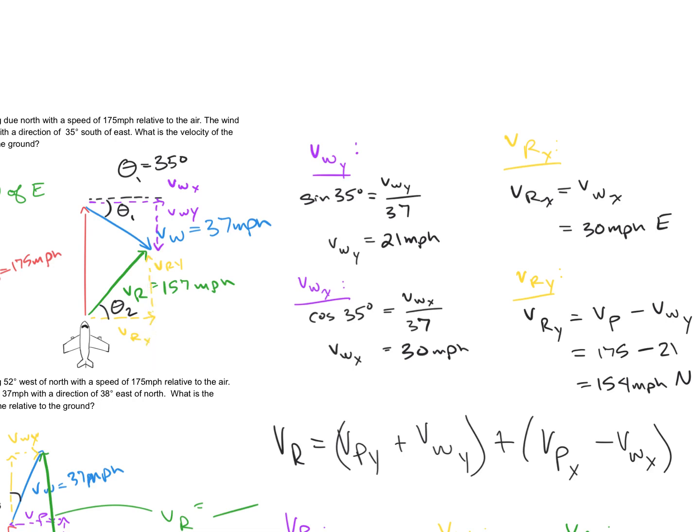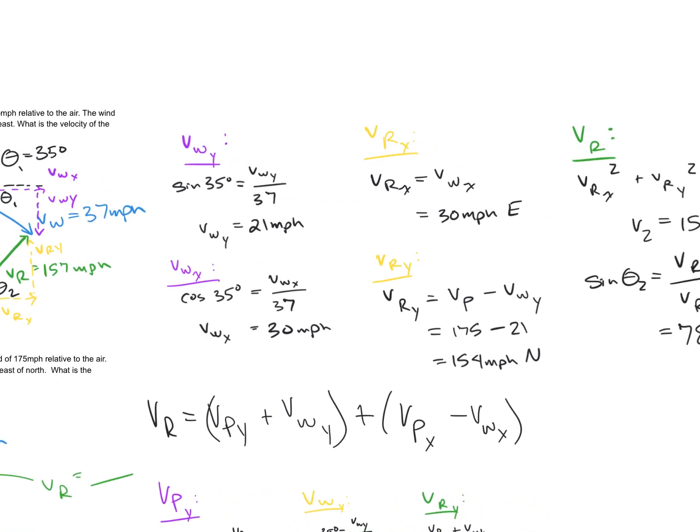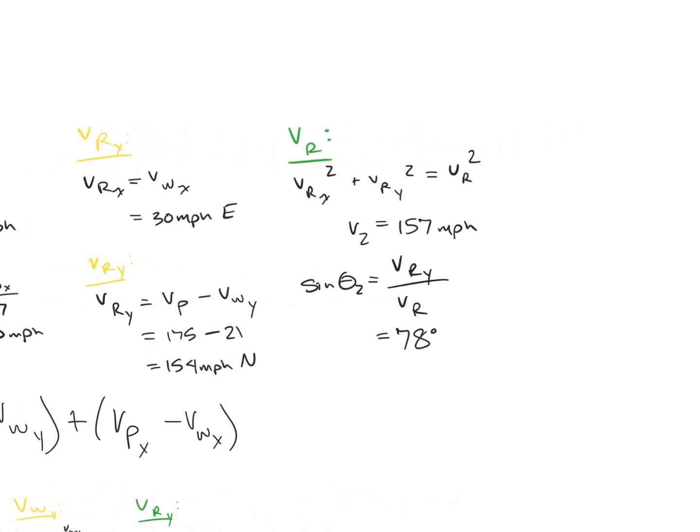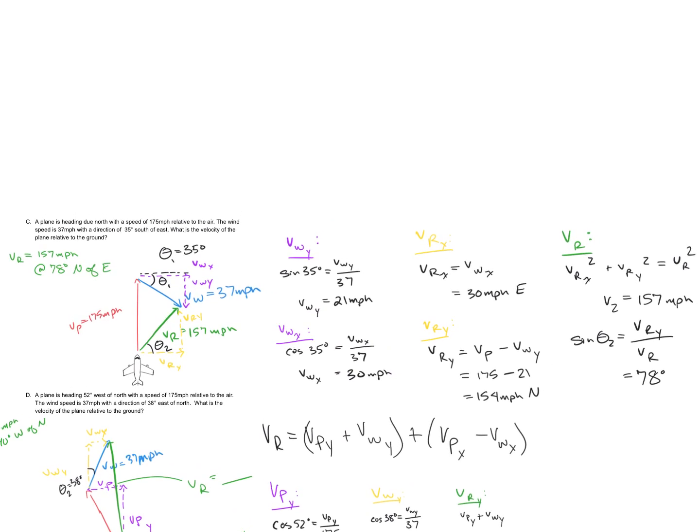Now that you have solved for the two components of the resultant vector, we can use the Pythagorean theorem to determine the magnitude. And because we know all three sides now, you can use trig to determine the direction from the angle. After you have determined that the magnitude is 157, I used this angle right here to determine the direction. So the green vector, 157 miles an hour, is the hypotenuse.